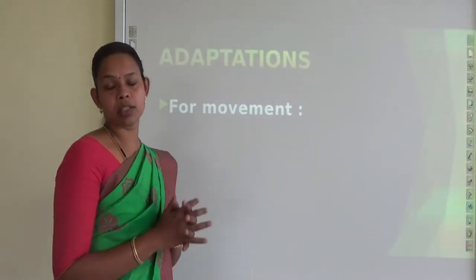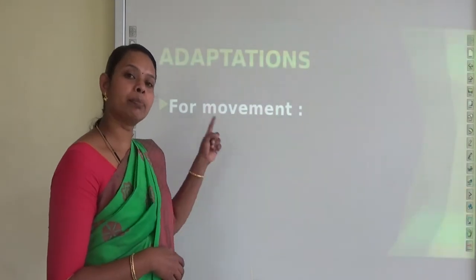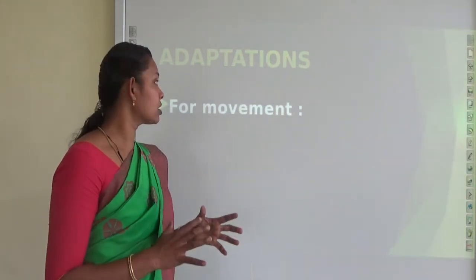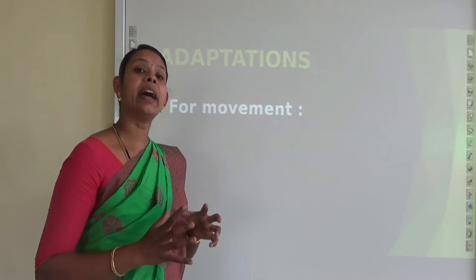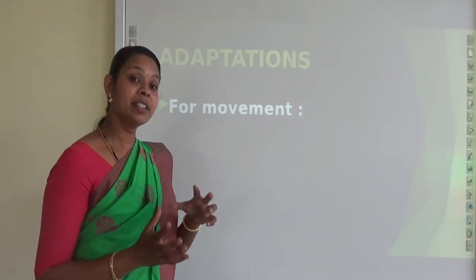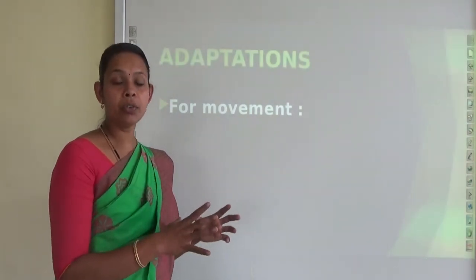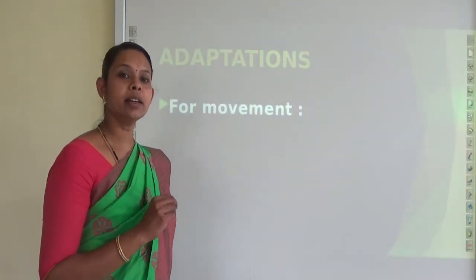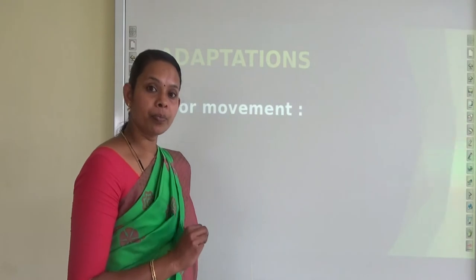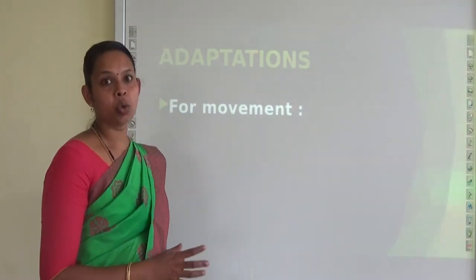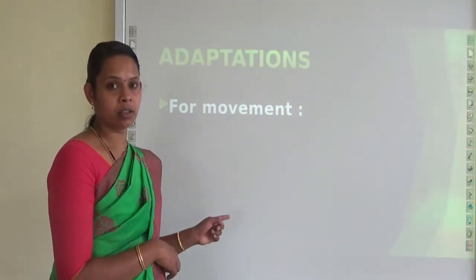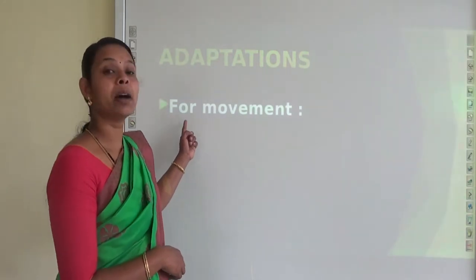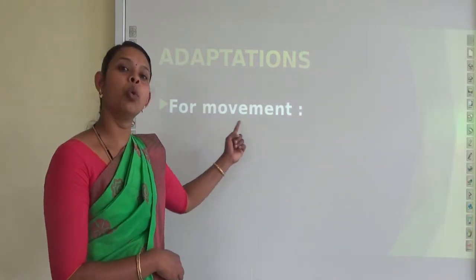And next, we will discuss adaptations. Adaptations means how the animals are adjusting with that particular type of habitat. The modifications that we can see in the organs of different animals to adjust with that habitat. First, we will discuss the adaptations that we can see for movement.